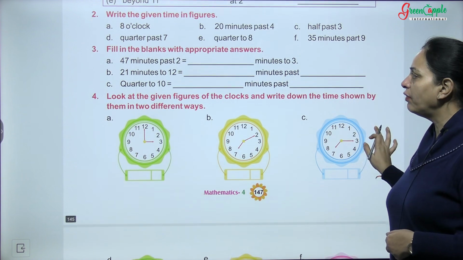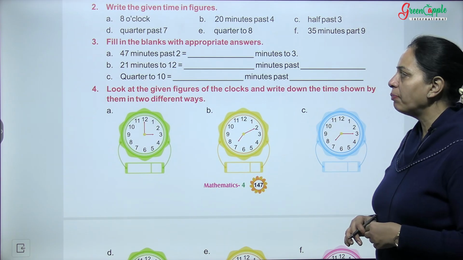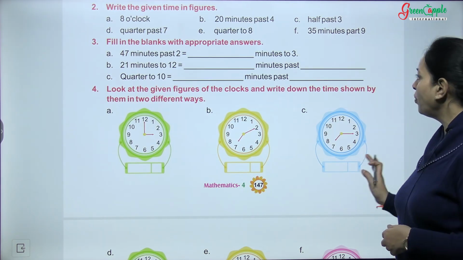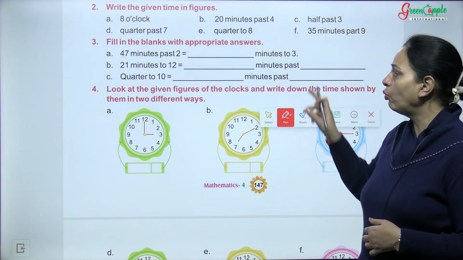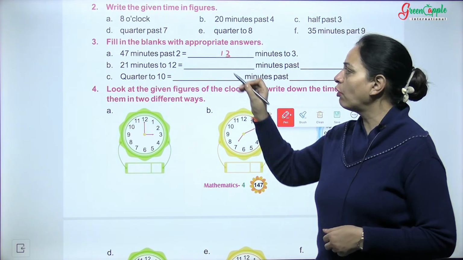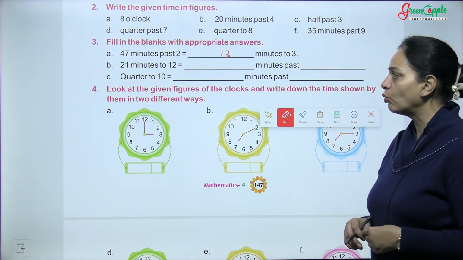Now the third one, filling the blanks with appropriate answer. A part, 47 minutes past 2. So it means how many minutes left to 3? So it means 13 minutes to 3, because 47 plus 13 is 60 minutes. So 13 minutes to 3.